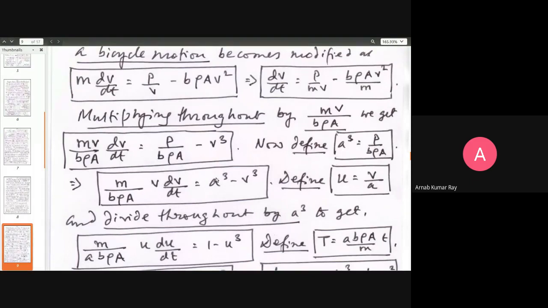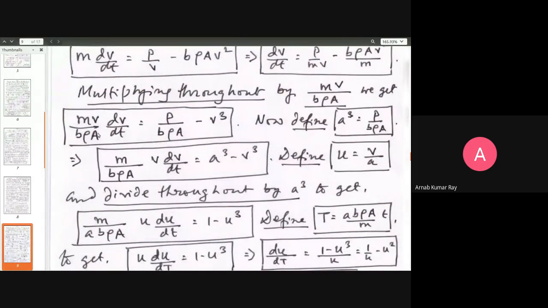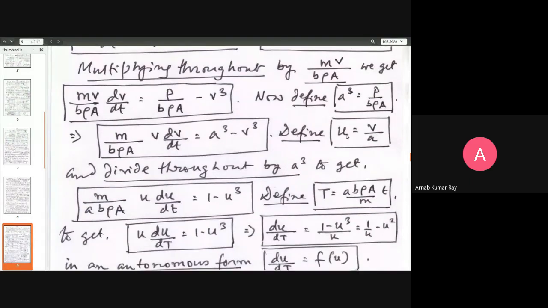Okay. And so defining this thing as a cubed, now let us see what we have got over here: (M/(bρA)) v dv/dt. Now we are defining a new quantity u equal to v by a. With this definition, we are dividing this equation throughout by a cubed. So a cubed by a cubed will be 1, v by a will be u. So 1 minus u cubed on the right hand side.